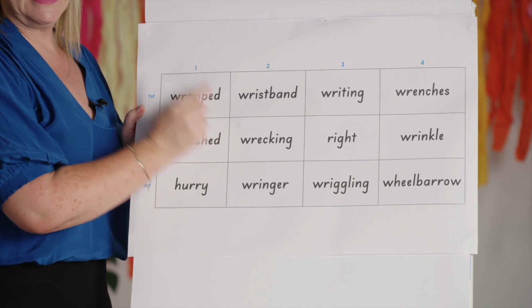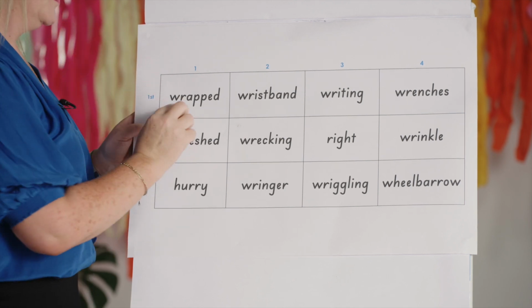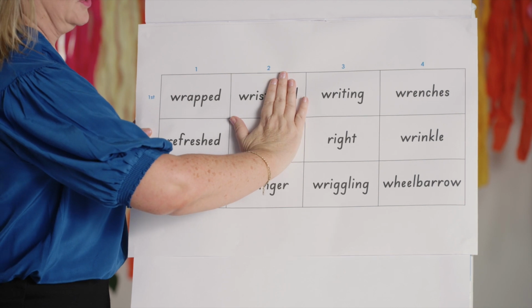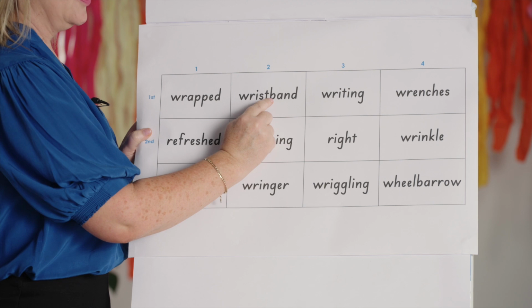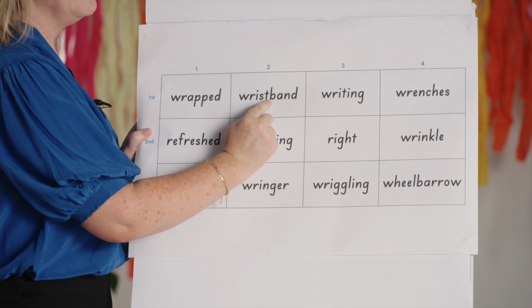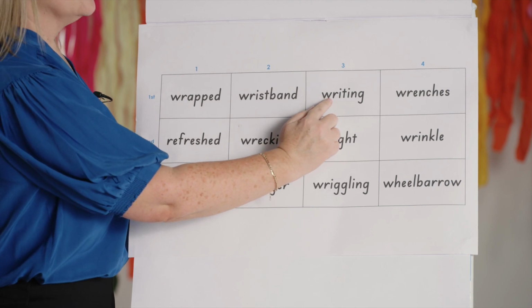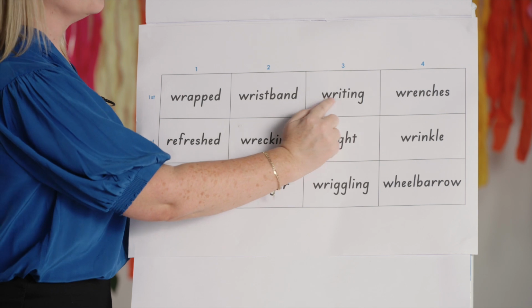Wrapped. I made my p a bit loud, but at home, yours will be soft. Now, compound word again. Let's do the first part. Wrist, wrist, and band, wristband. Writing.